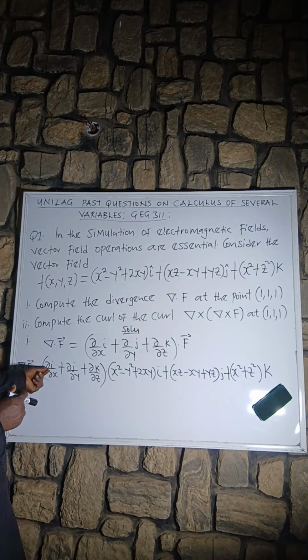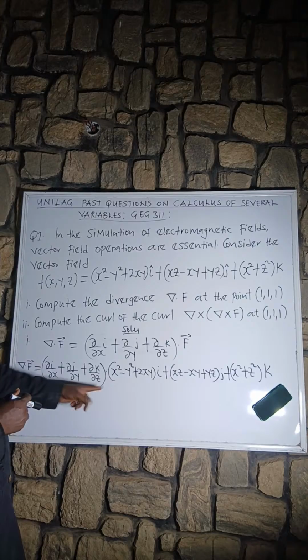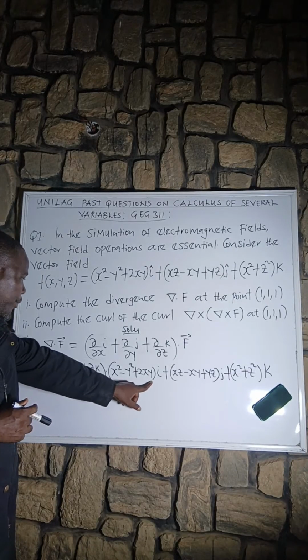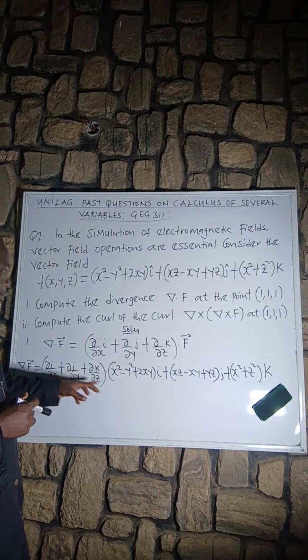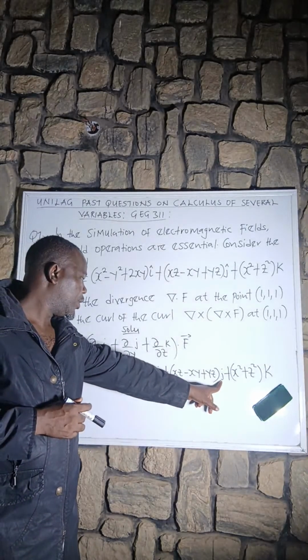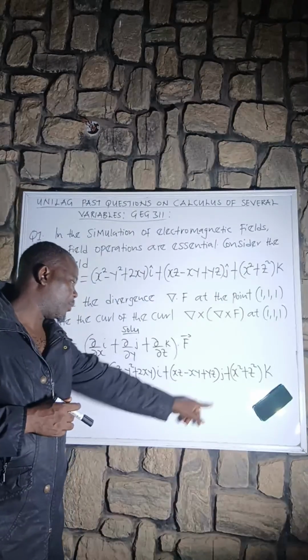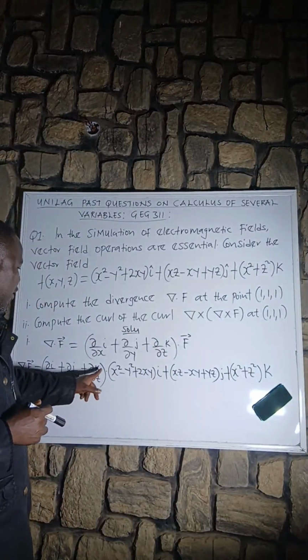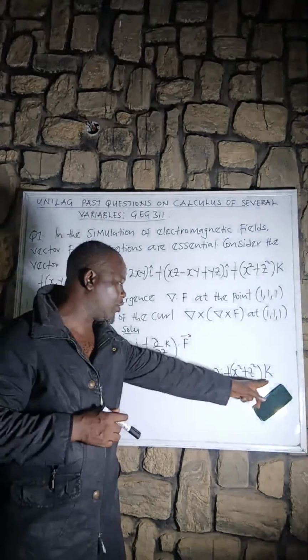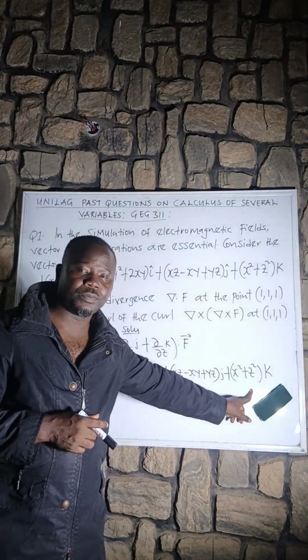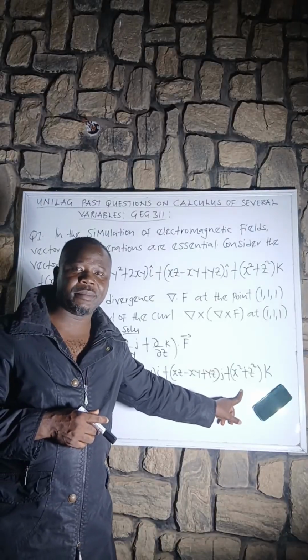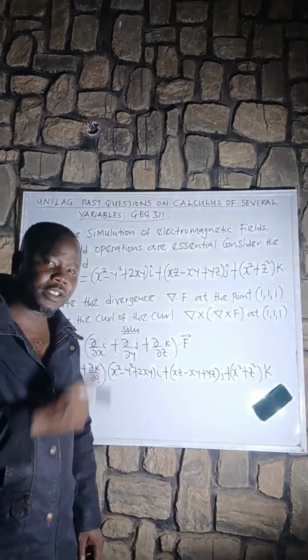This means that we differentiate the i component with respect to x. You go to the j component, you differentiate it with respect to y. Look at it. You go to the k component, you differentiate it with respect to z. That is how you are going to do it. Is that clear? So let's go.